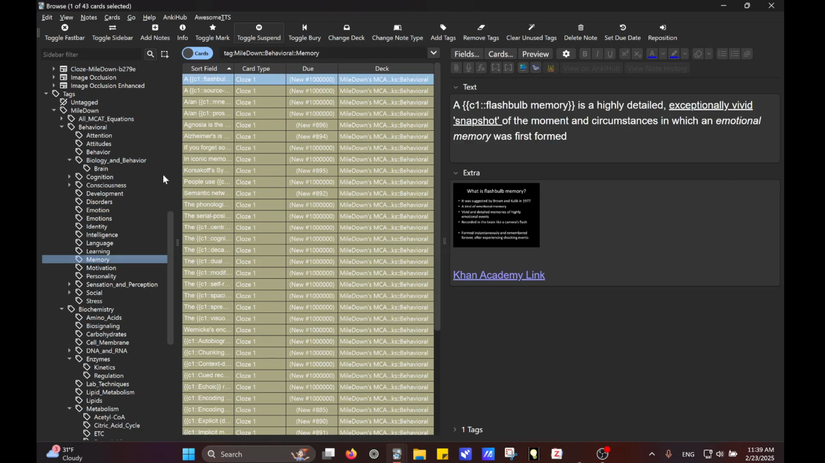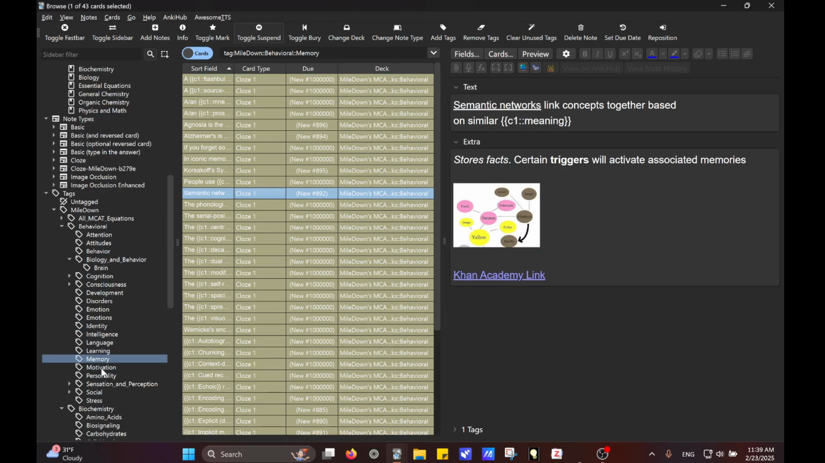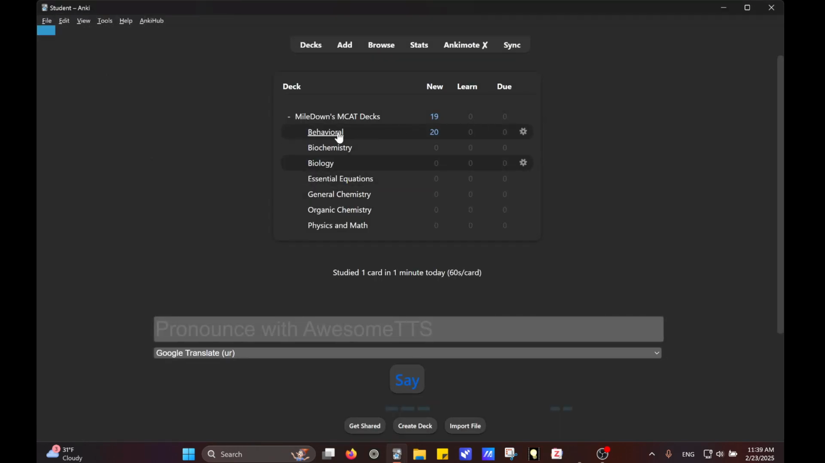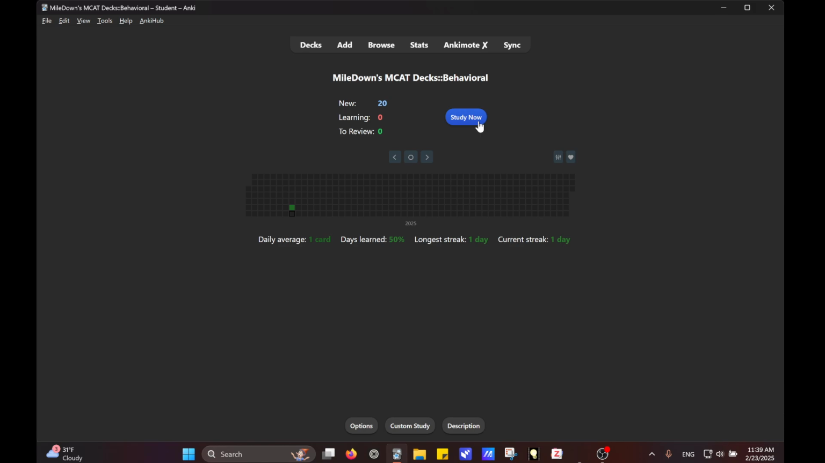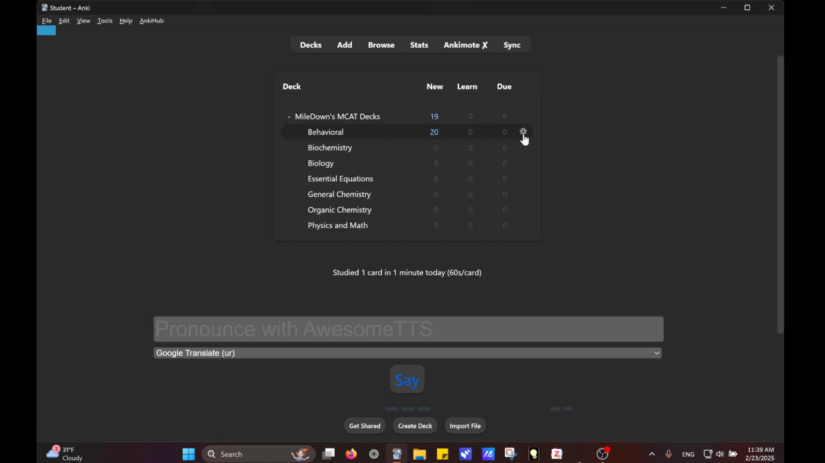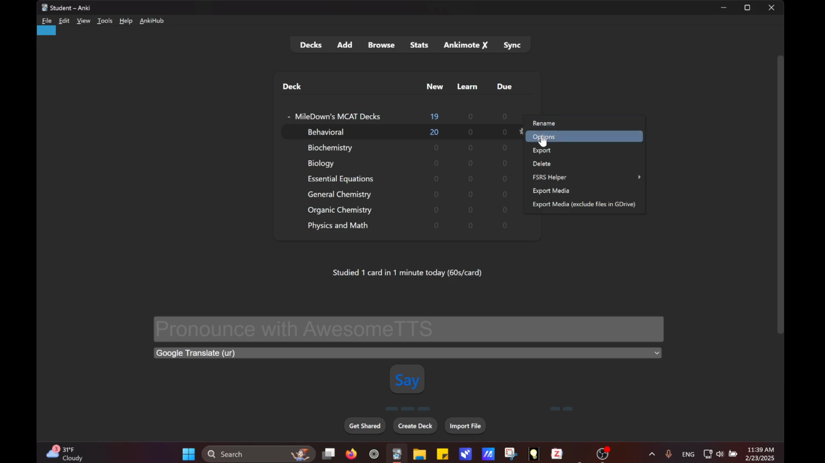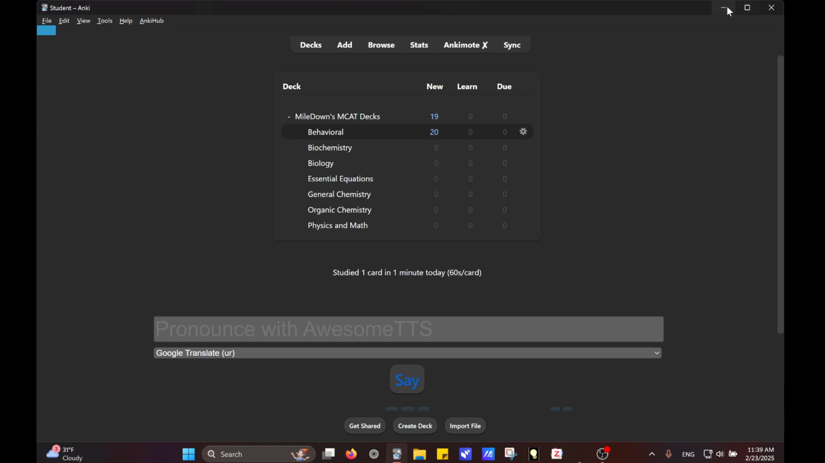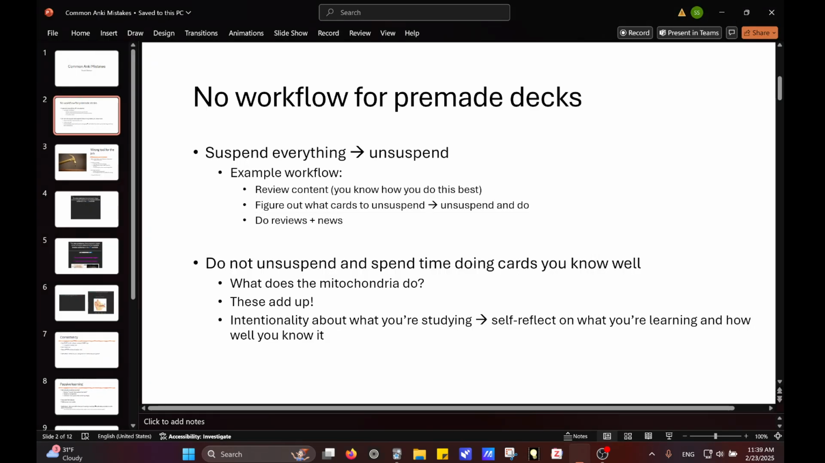And then you say, today I'm going to learn, I don't know, memory. Today we're going to study memory. So I go to the tag for memory, I select all of the 43 cards, and then I unsuspend them, and bam, now I'm only going to be studying the memory cards. Well, right now it's only feeding me 20, but that's why you would go in and do more new cards per day, and then max out your reviews as well. That's very succinct. That's a sample workflow.